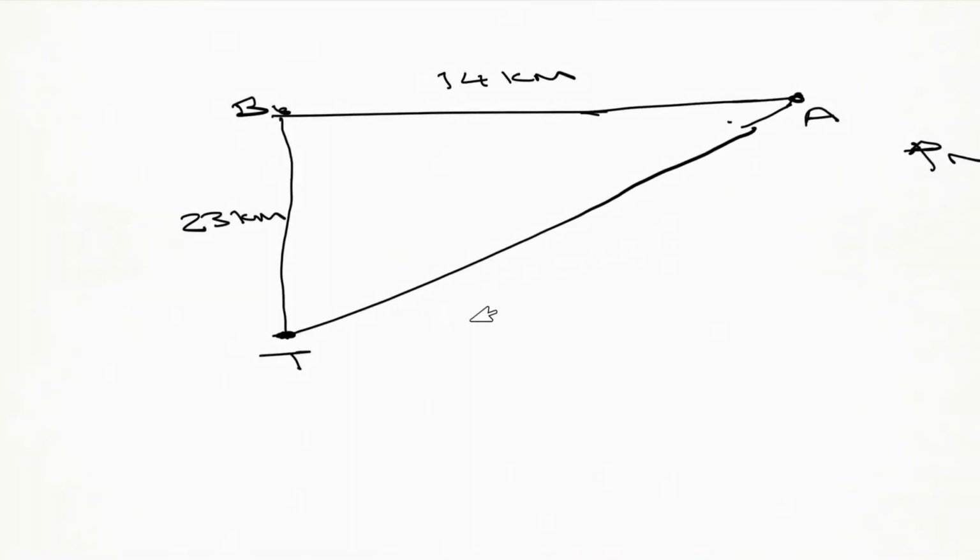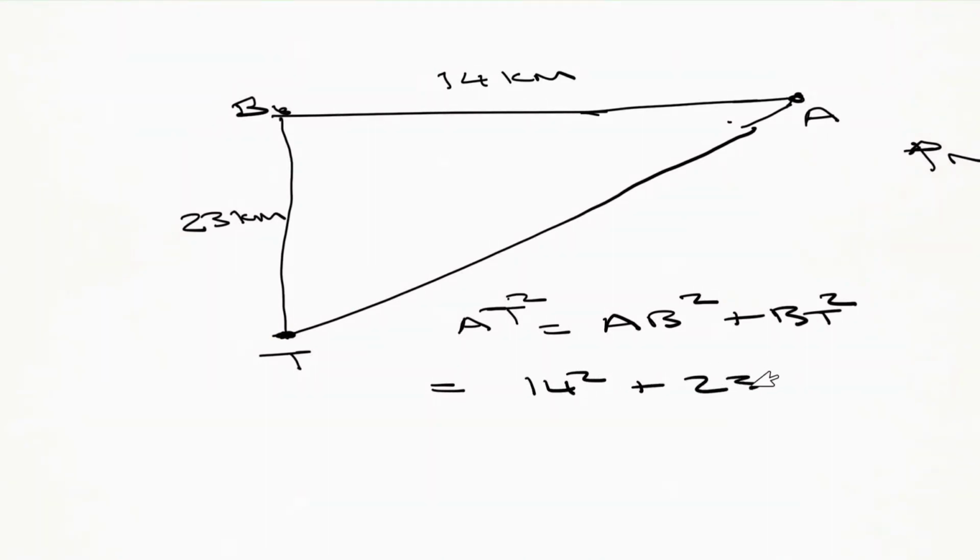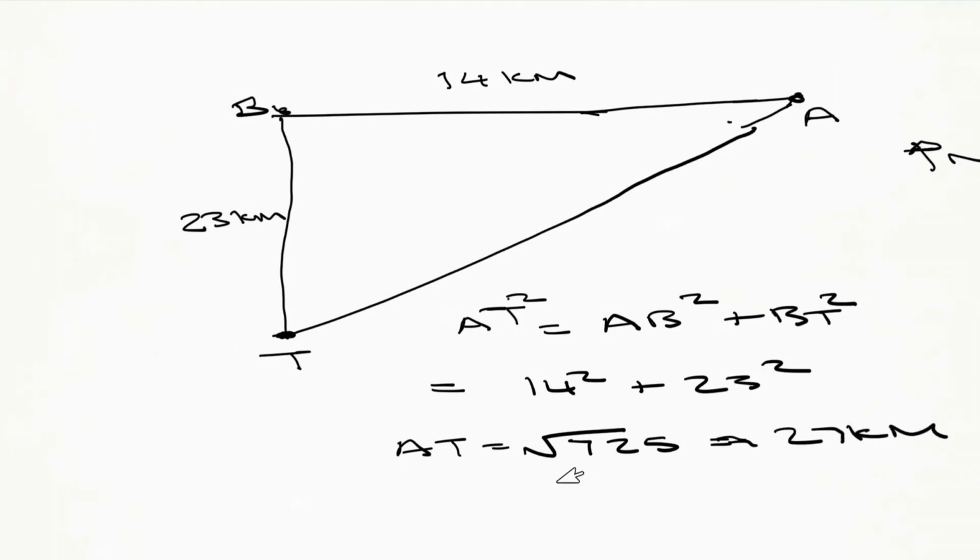Well, first of all, we'll have to use Pythagoras. So we know that AT squared is equal to AB squared plus BT squared. And that is equal to 14 squared plus 23 squared. So AT is going to be the square root of 725, which is equal to roughly 27 kilometers. Now, we know the distance, but we still have to find out this angle over here.